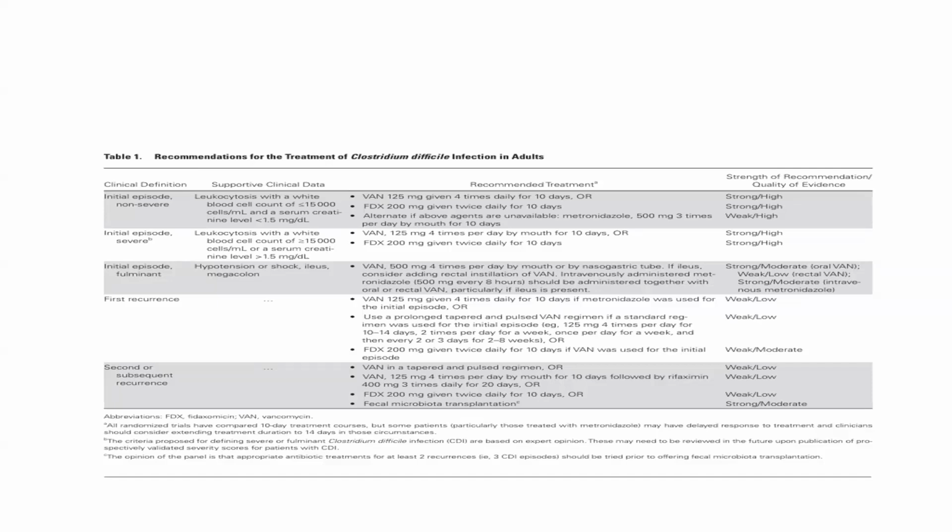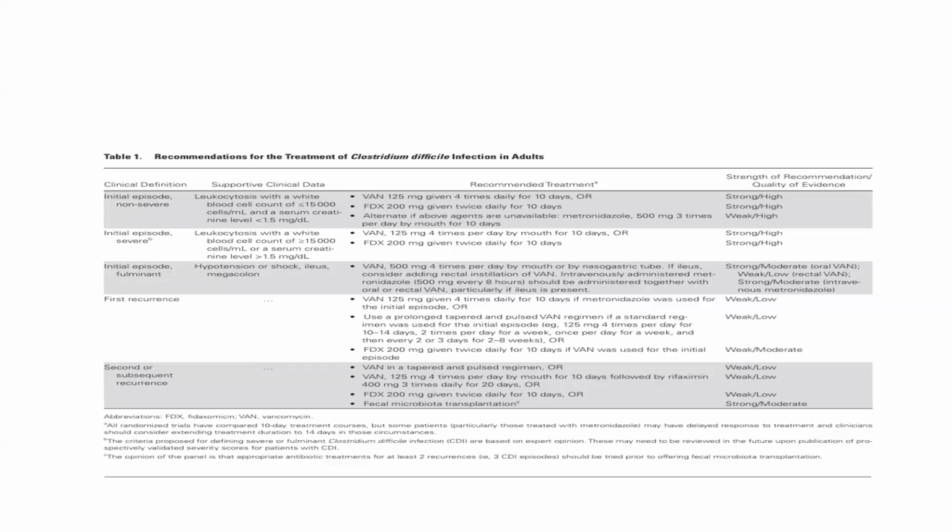Now, what is this pulse or tapered regimen? We can use vancomycin 125 mg 4 times a day for 10 to 14 days, 2 times per day for a week, once a day for a week, and then every 2 to 3 days for 2 to 8 weeks. Or we can also go for fidaxomicin, that is 200 mg twice daily for 10 days, if vancomycin was used for the initial episode.